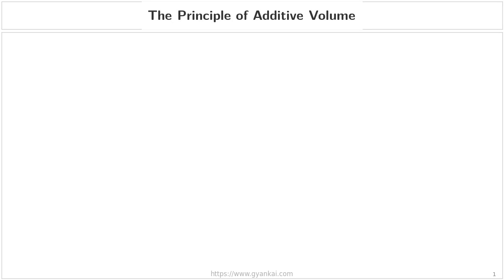The Principle of Additive Volume. Welcome, everyone. Today, we are going to begin a new topic titled, The Principle of Additive Volume.